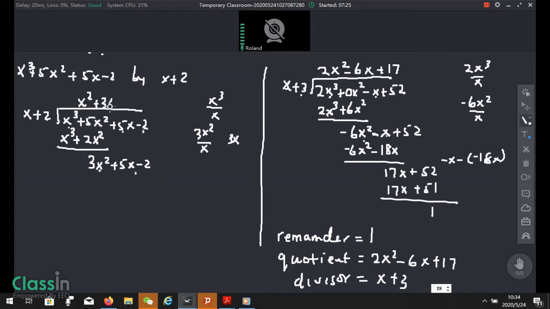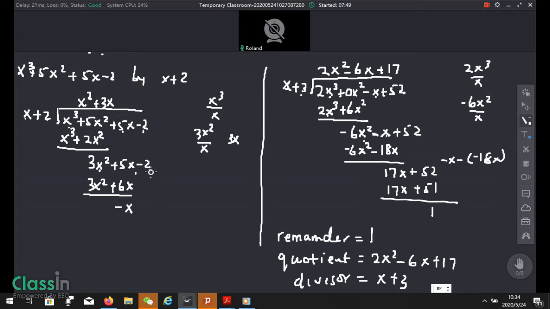So that is 3x. And we multiply x plus 2 by 3x. If we multiply x by 3x, we have 3x squared. If we multiply 2 by 3x, we have 6x. When we subtract, 3x squared minus 3x squared goes to 0. 5x minus 6x is negative 1x.